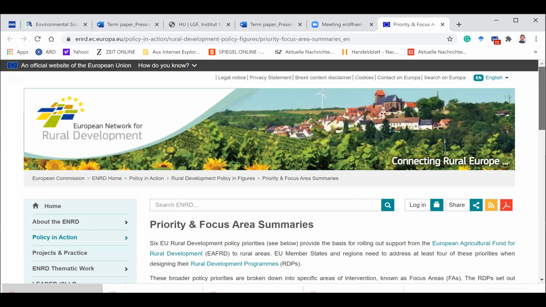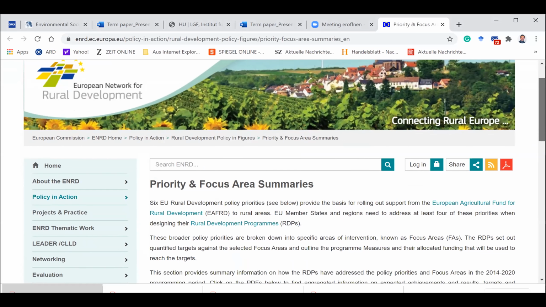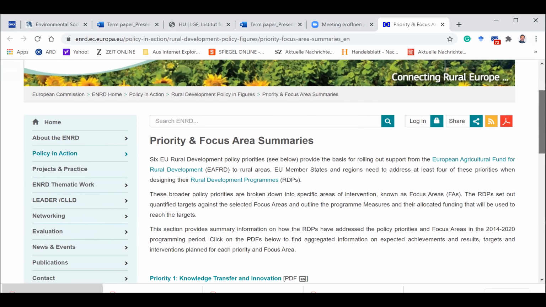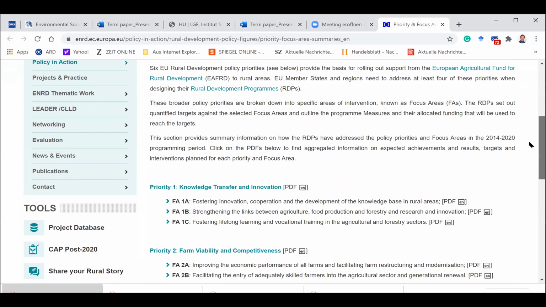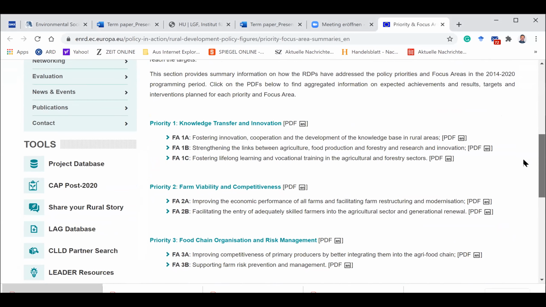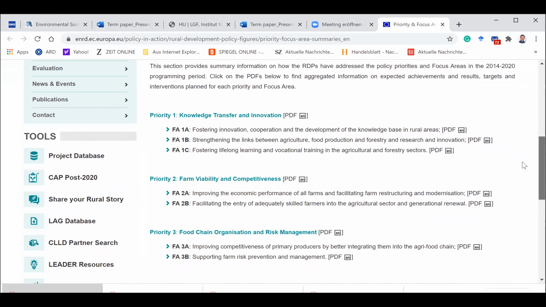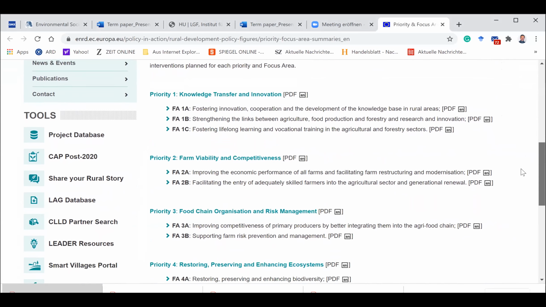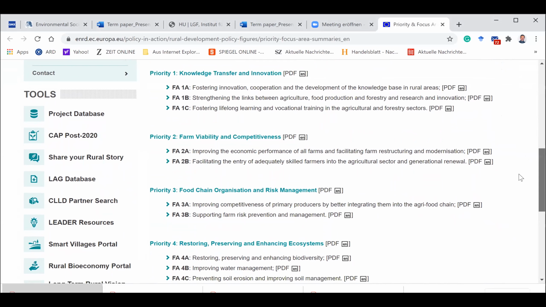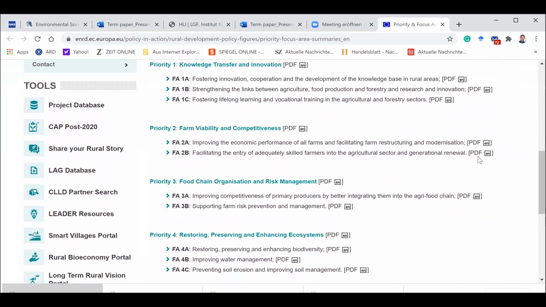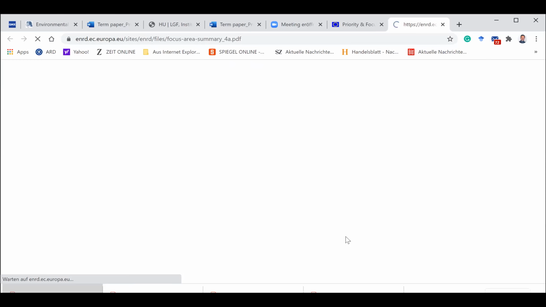This is, if you click on this, you have this page. And this rural development page is for the priority focus area summaries. And you have certain priority areas: knowledge transfer and innovation, farm viability, competitiveness, and so on. You don't have to learn it, but there are certain goal settings. If you open those, you have certain defined goals in general. Maybe we can just open one, like biodiversity, restoring, preservation, enhancing biodiversity.